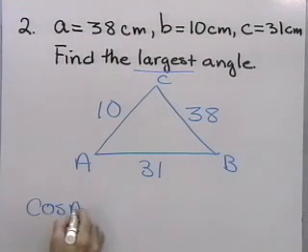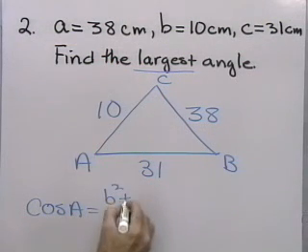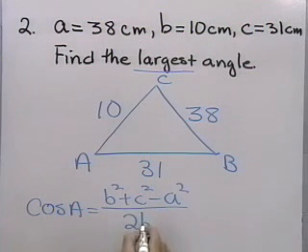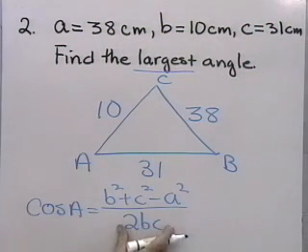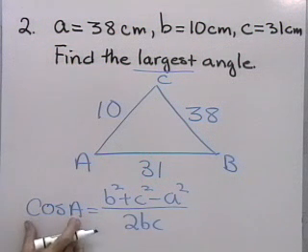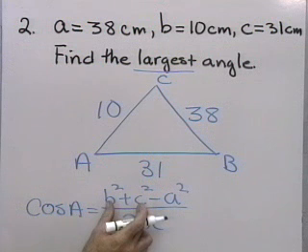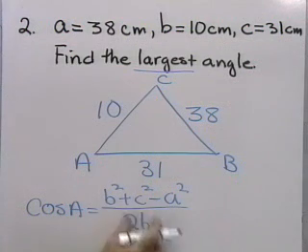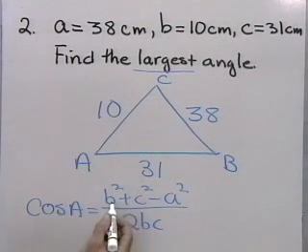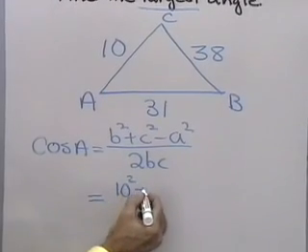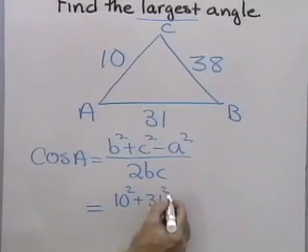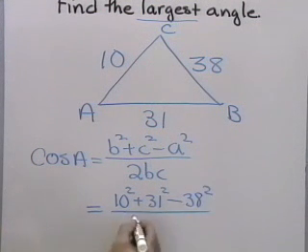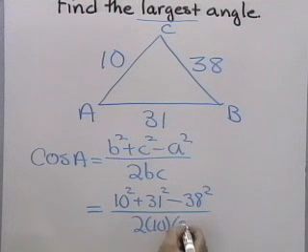Cosine of A will be equal to B squared plus C squared minus A squared, all divided by 2BC. That's how the law of cosines goes when I use it to solve for the cosine of an angle. The cosine of A, it's the sides that A is included between first, minus the side opposite A, divided by twice the product of these 2 sides. So substituting in now, I'm going to take B, which is 10, and then C, which is 31. Subtract from that A squared, which is 38, all divided by 2 times 10 times 31.